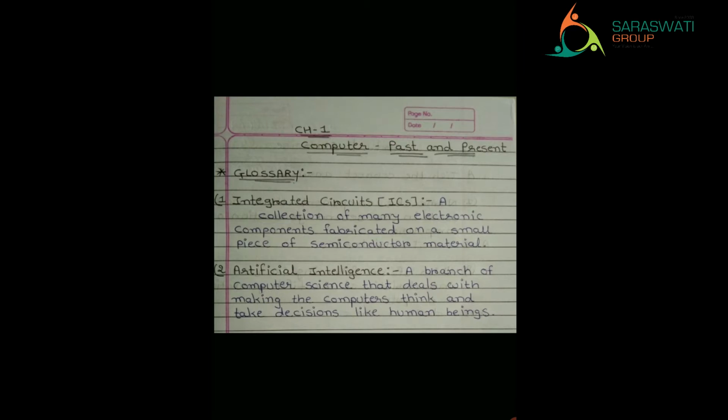The first glossary word is integrated circuits, that means ICs. It means a collection of many electronic components fabricated on a small piece of semiconductor material. So this we have seen in the hard words, and you have to write it in your classwork. Done? The second one, artificial intelligence. That means a branch of computer science that deals with making computers think and take decisions like human beings. That means the computer, or you can say the machine, acts like a human. So that also we have seen in the hard words. So these two glossary words you have to write after the hard words.